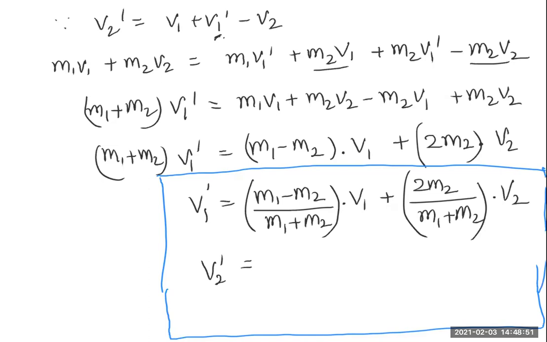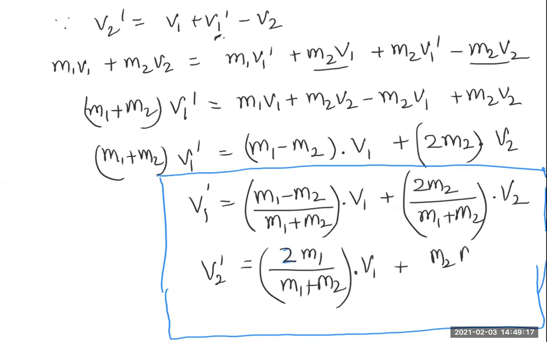हाँ मतलब सारे वेरिएबल चेंज हो गए m1 m2 में और v1 v2 में। हाँ so it will be a symmetric kind of a result. So you will get something like 2m1 upon m1 plus m2 into v1 plus m2 minus m1 upon m1 plus m2 into v2.